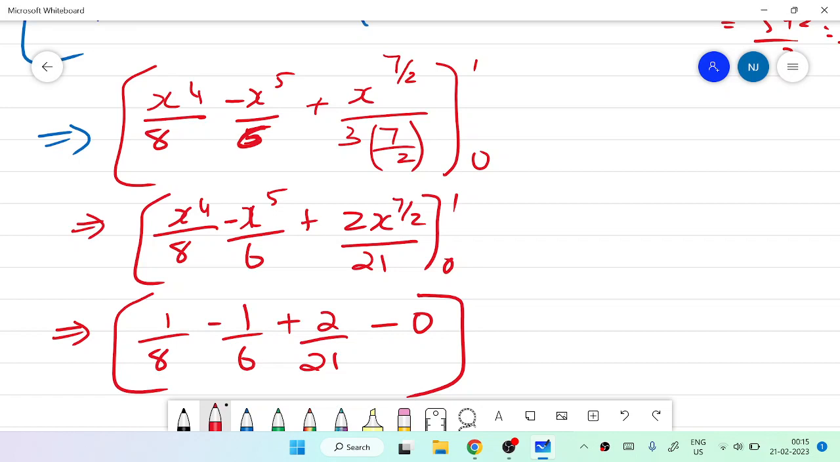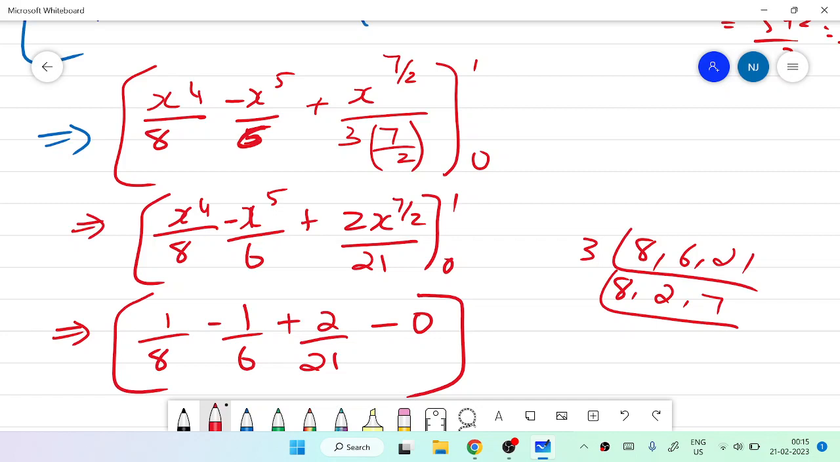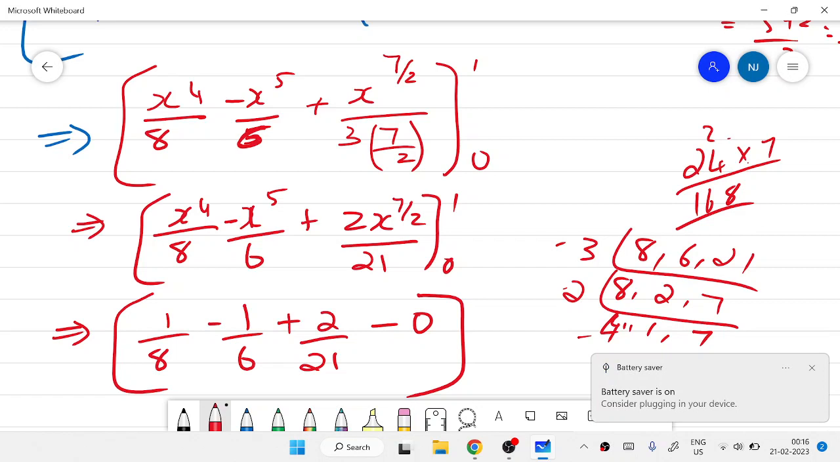Then I'm going to take the LCM for 8, 6 and 21. It's 2 times 3, then 7 times. Then the LCM will be 2, 4, 1, 7. So 3 2s are 6, 6 4s are 24. 24 into 7, 7 4s are 28, 2 7s are 14, 15, 16, 168 will come. So 168 will come, right?